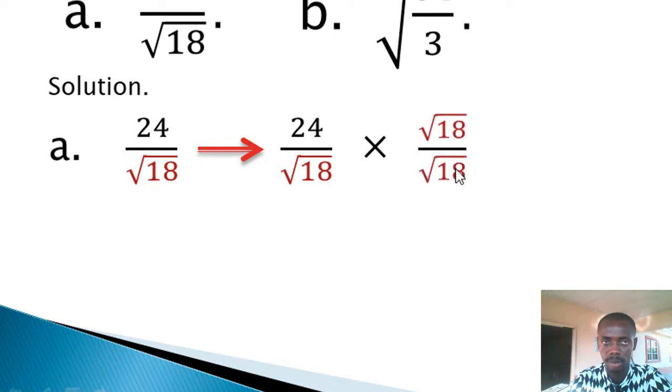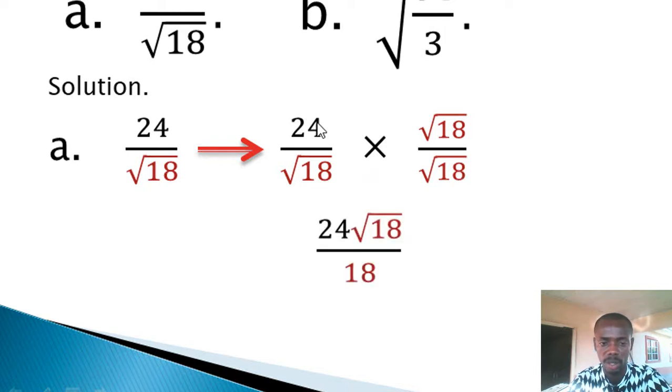Thus, this is how you rationalize. So that's going to be 24 root 18 multiplied by root 18 over root 18. You pick the denominator and you write the denominator all over itself. Okay, and that gives 24 root 18 divided by 18. I believe you understand how we get 18 here. That is root 18 multiplied by root 18, you have 18. And this is 24 multiplied by root 18. You have 24 root 18 in the numerator.